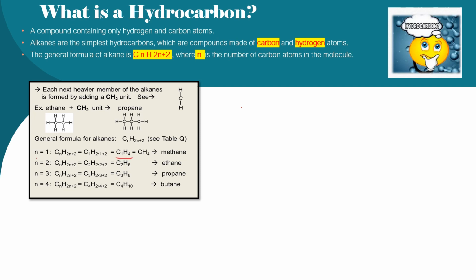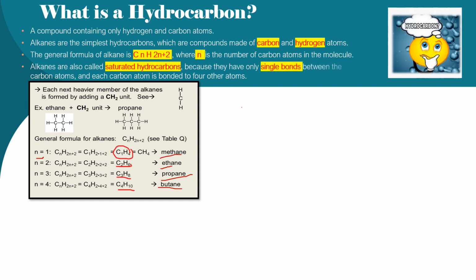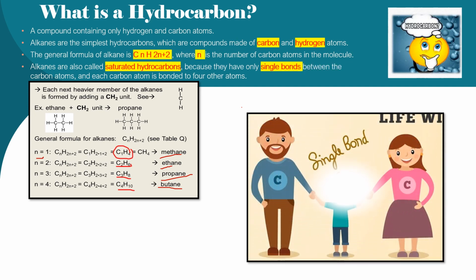If n is equal to 1, the molecule is methane. Here we are applying n equal to 1 in this formula, and you'll get the molecular formula. See, n equal to 1 is methane, n equal to 2 is ethane, 3 is propane, 4 is butane. Alkanes are also called saturated hydrocarbons because they have only single bonds between the carbon atoms, and each carbon atom is bonded to 4 other atoms.